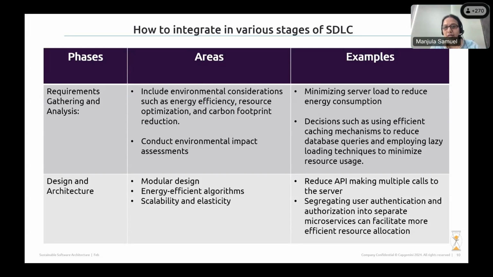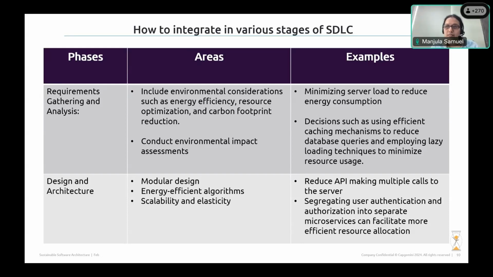Or be it, say, coming to the design and architecture, I have designed my software with a modular architecture that basically promotes the reuse of patterns using algorithms and data structures, which are much more energy efficient and reduce your energy consumption, including scalability and elasticity as part of my design and architecture.